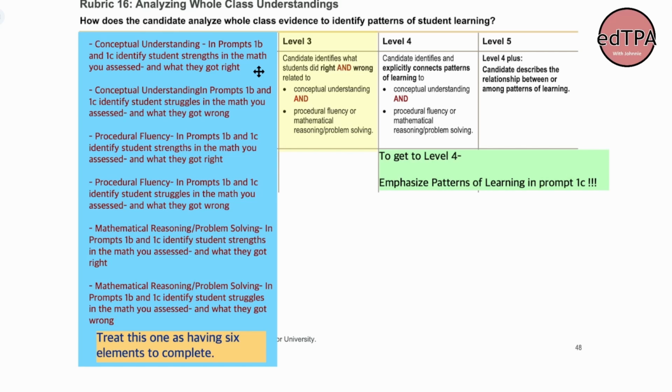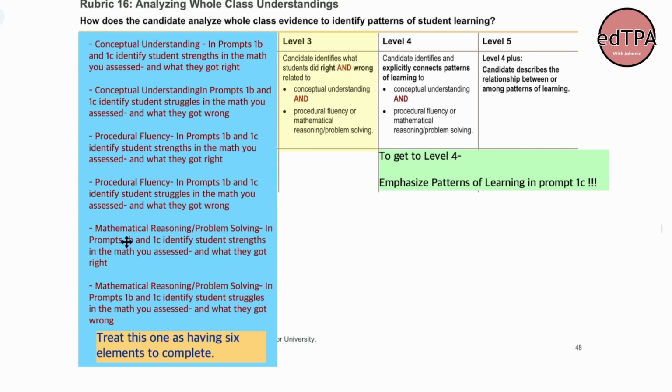Conceptual understanding. In prompts 1B and 1C, identify students' strengths in the math you assessed and what they got right. Conceptual understanding, prompts 1B and 1C, identify students' struggles in the math you assessed and what they got wrong. So this is right and wrong for conceptual understanding. Procedural fluency in prompts 1B and 1C, identify students' strengths in the math you assessed, what they got right. Procedural fluency in prompts 1B and 1C, identify students' struggles in the math you assessed and what they got wrong. So for procedural fluency, what they got right and what they got wrong.